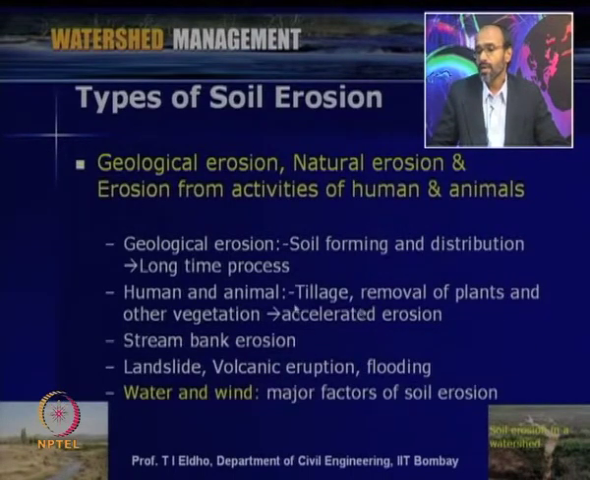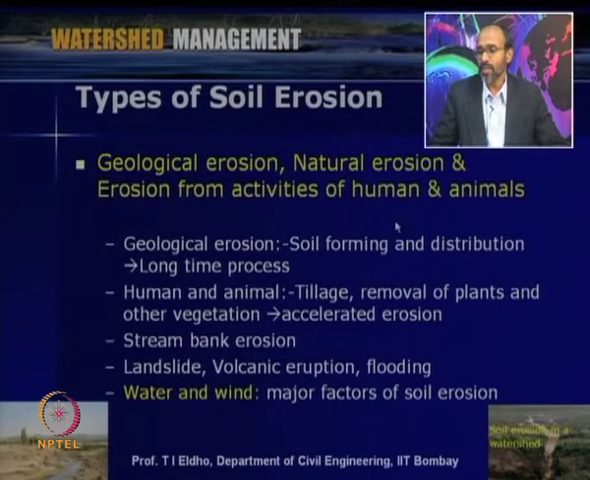Then especially in the rainy season, we can see that the banks of rivers or streams get eroded, like this. You can see that this is a small stream, then its sides are eroded. Here also you can see. Then the natural causes like landslide, volcanic eruption, flooding. So, the erosion due to these kinds of causes we can classify as natural erosion.